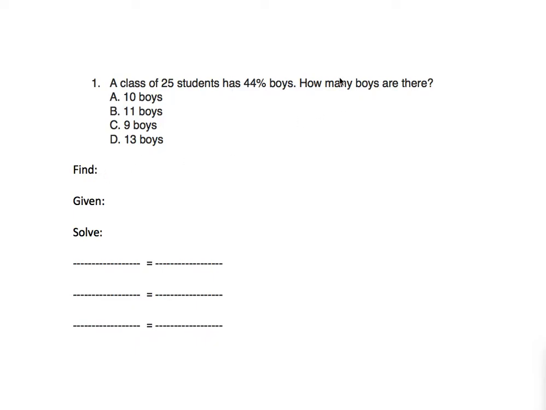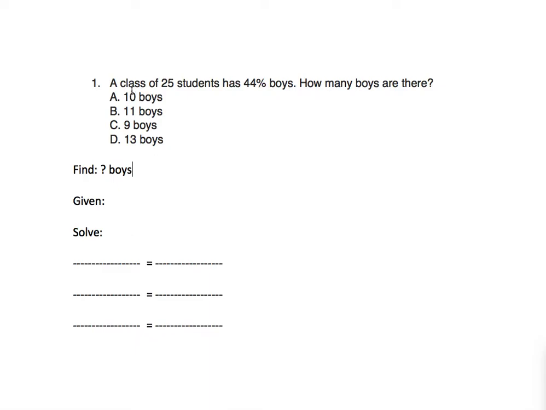So for find, we look for the question. The overall problem is a class of 25 students has 44% boys. How many boys are there? This part of it is the question, how many boys are there? And so what they want us to find is the number of boys. So we're going to put a question mark as our placeholder for boys.